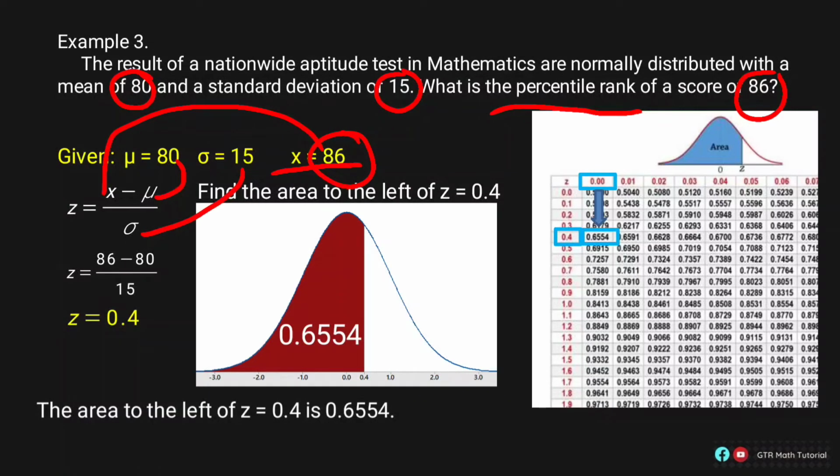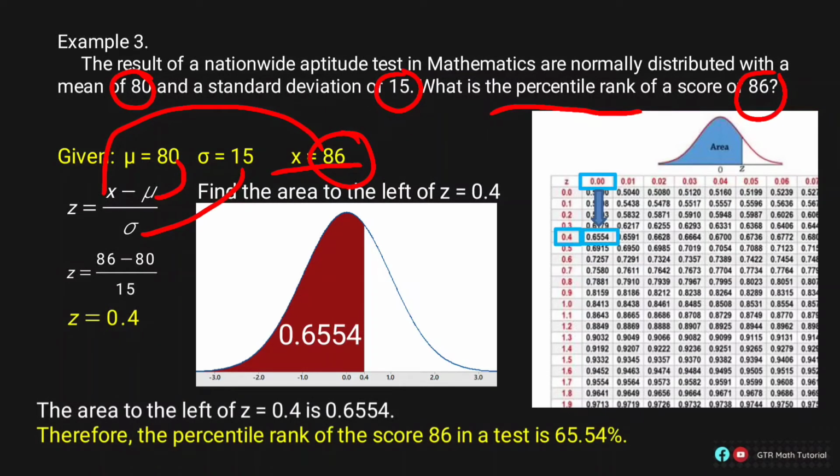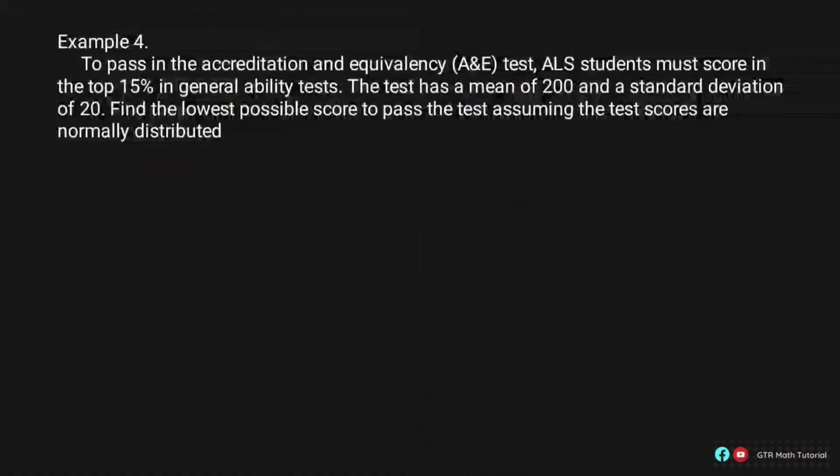Okay, the area to the left of z equals 0.4 is 0.6554. So therefore, the percentile rank of the score 86 in a test is 65.54%. Okay, so yun na yung percentile rank natin, 65.54%. Okay, next example. Example number 4.